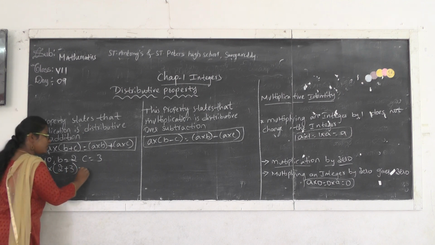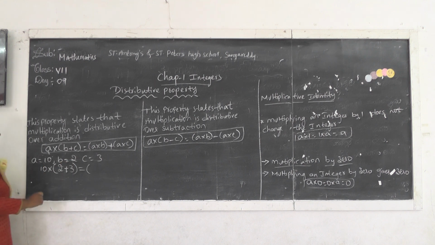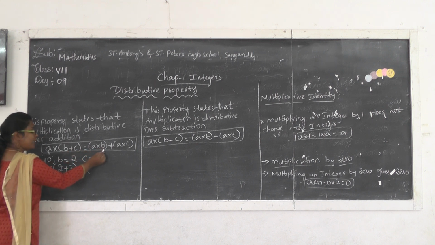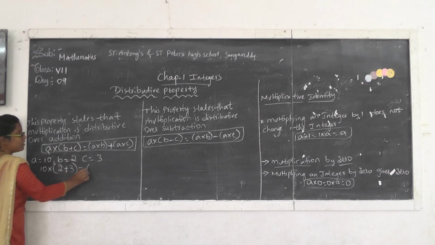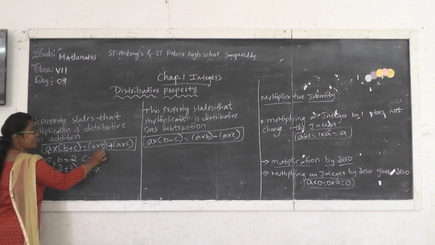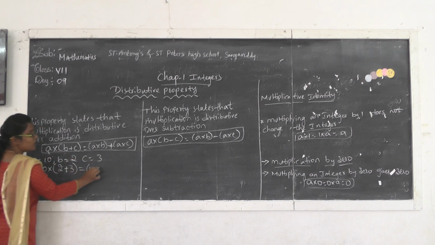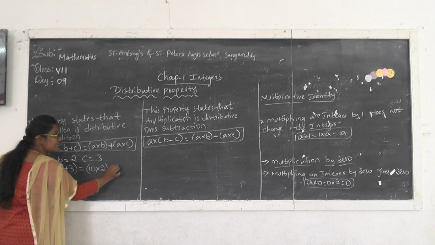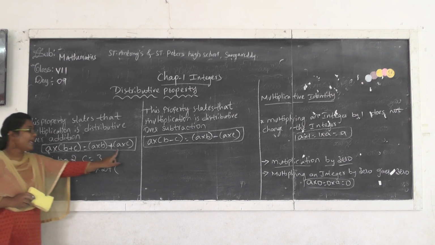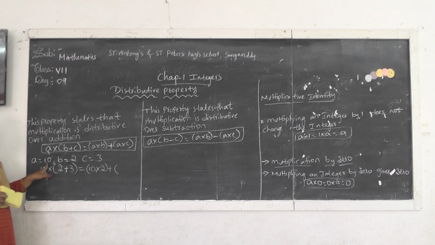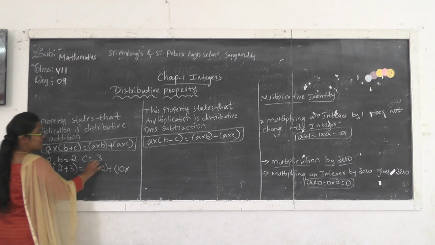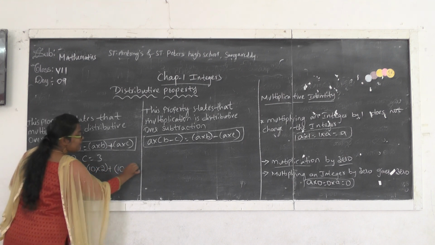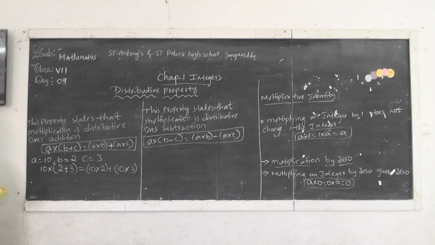Next, equal to, again open the bracket, A into B. We are performing first on the A and B terms. A means nothing but 10, so 10 into, what is the B term we assumed here? 2. So write 2, plus A into C. We assumed A as 10, so in the place of A we write 10 into C. C means nothing but 3, so in the place of C we write 3.